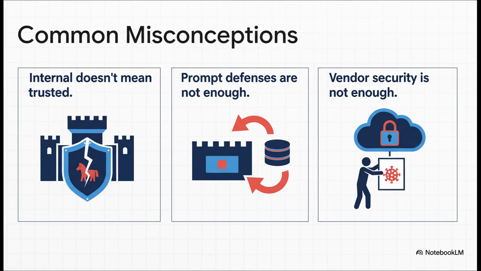Second, prompt injection defenses are enough. As we've seen, that's just not true. This attack vector completely bypasses them. And finally, the big one. Our vendor handles all the security. Nope. They secure their cloud, but you are always responsible for the security of the content you put into it. The shared responsibility model is in full effect here.